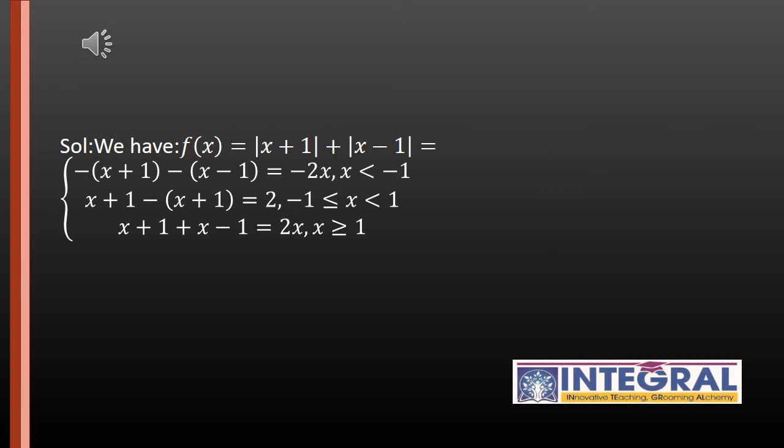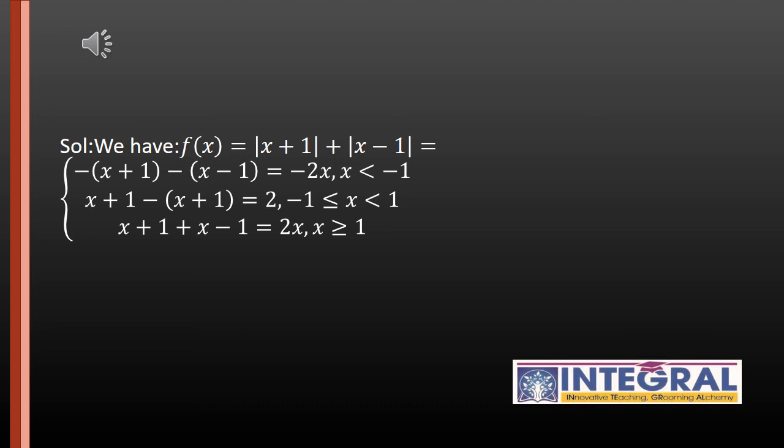Here we redefine f(x) from the property of modulus x, that is, modulus x will be minus x for x less than 0. So for x less than minus 1, modulus of (x plus 1) will be a negative number, and modulus of (x minus 1) will be a negative number. So we write it as minus of (x plus 1) minus of (x minus 1), and this will be minus 2x. And this happens for x less than minus 1.